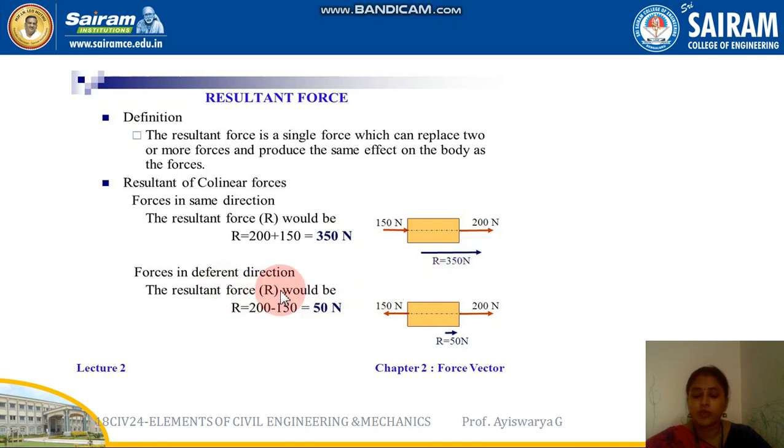In the next one you can see 200 Newton in one direction and 150 Newton in the other direction. So the resultant will be 200 minus 150, which is 50 Newton, in one particular direction. So this is called a resultant force.